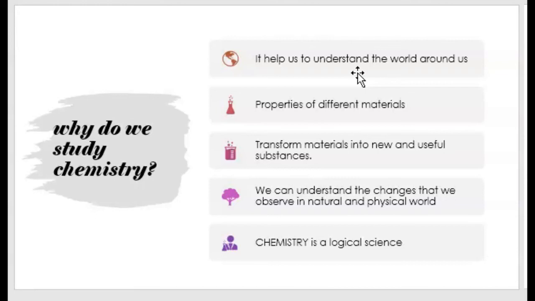And also it helps us to understand the world around us. Second, it helps us to identify the properties of different materials. And the third one is it helps us to transform material into new and useful substances, which is what chemical engineers do. And the next point is we can understand the changes that we observe in the natural and physical world with the help of chemistry.